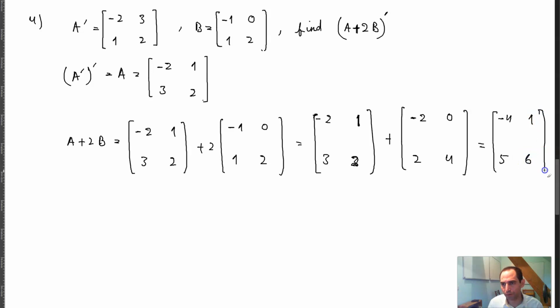Now, taking the transpose of this, (A plus 2B) transpose is equal to the transpose of this matrix, which would give me negative 4, 1, and 5, 6. And that is question number 4. Negative 4, 5, 1, 6.